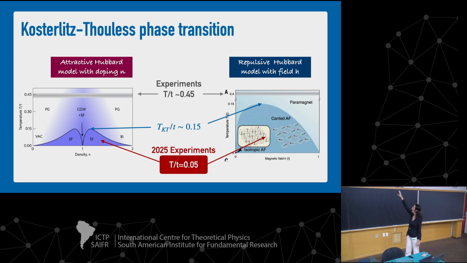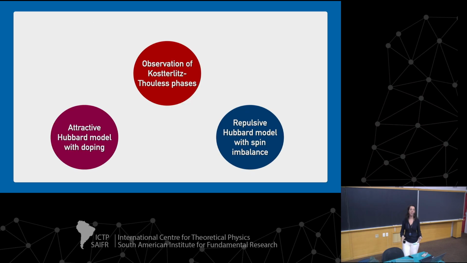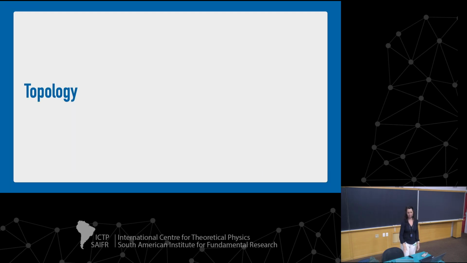And the experiments that were done, I don't have the dates here, but in 2016, 18, and 19, had a very high temperature of 0.45, marked in the gray area in the plots. The Kosterlitz-Thouless temperature is 0.15, but this year's experiment is below that. So to me, what's next is very clearly going there and observing these phases now that the temperatures are available. So I think this is a very clear next step.